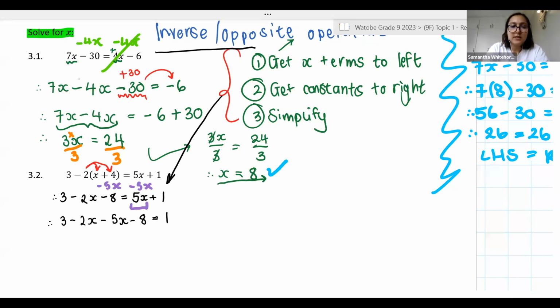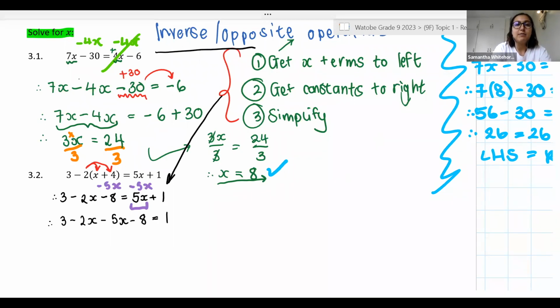Now, guys, just a quick side note here. You don't have to write the left in that order. If you put negative 2x minus 5x and then plus 3 minus 8, that's absolutely fine. The order isn't necessarily important. It is important that the signs are correct, but you can write it in any order that you want. Right. x terms on the left.